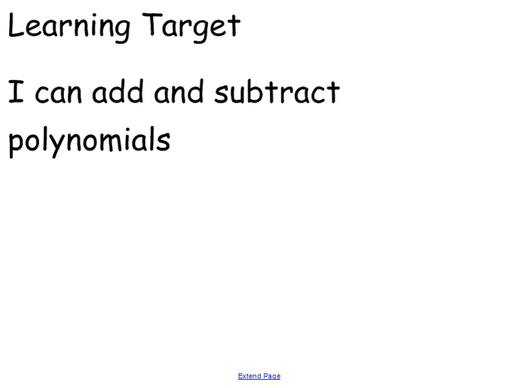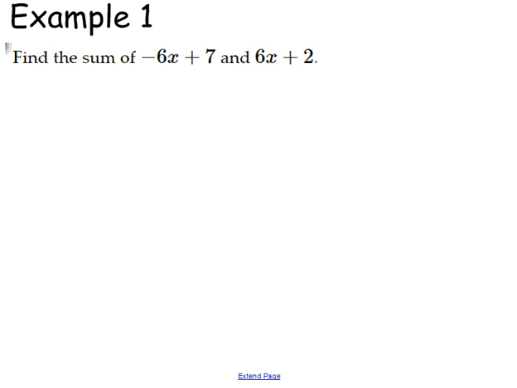Let's begin. Example 1. Find the sum of negative 6x plus 7 and 6x plus 2. So what I'm going to do is stack these polynomial expressions. The first polynomial expression says negative 6x plus 7. The second polynomial expression is 6x plus 2. And what I am doing is adding these polynomial expressions.